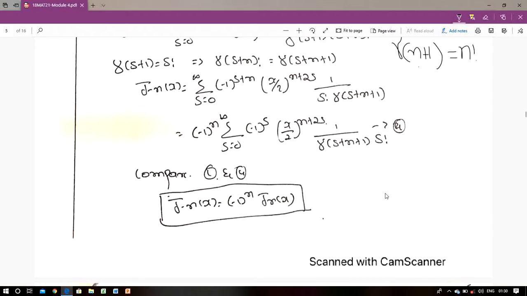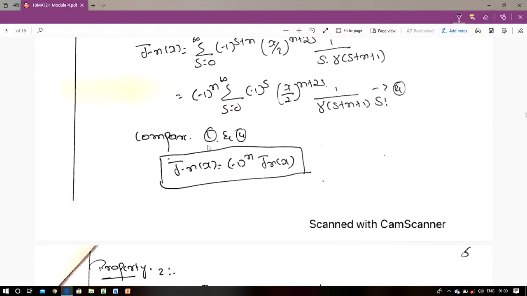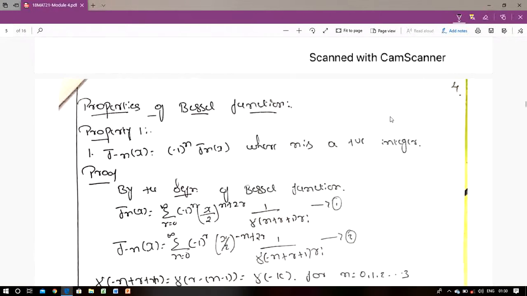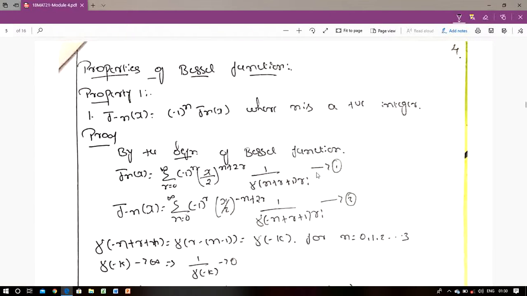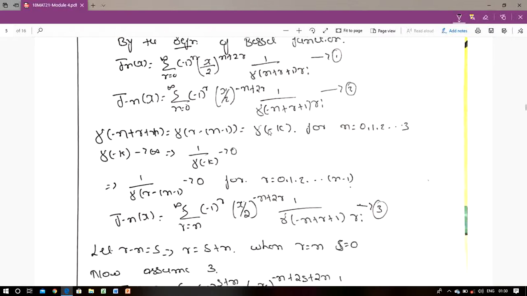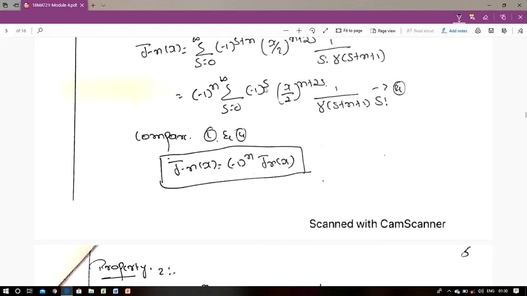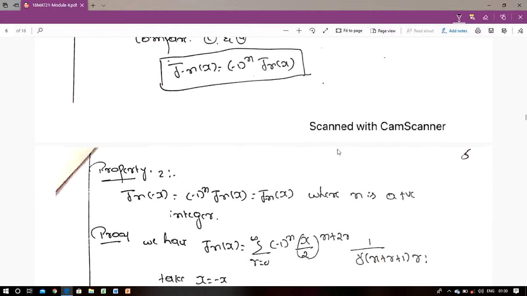So compare this equation, which we call equation number 4. Compare this equation with equation 4. Everything is the same; instead of r, here we use s. That's it. So we can write this whole term as Jn of x. So J of minus n of x is equal to (minus 1) to the power of n into Jn of x. That is the first property.